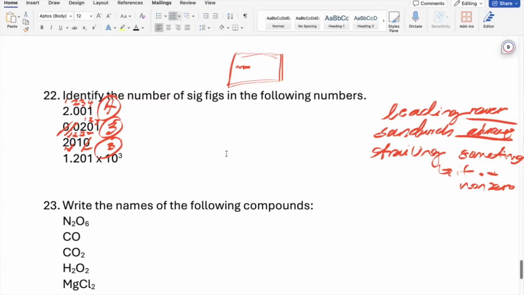And for our last number, we're dealing with a sandwich zero, which always counts. But I want to point out that it's times 10 to the third. We might have talked about this, but I just want to remind you that these are placeholders. Those never count into sig figs. And so this number has 4 sig figs, 1.201. All of those digits are significant.